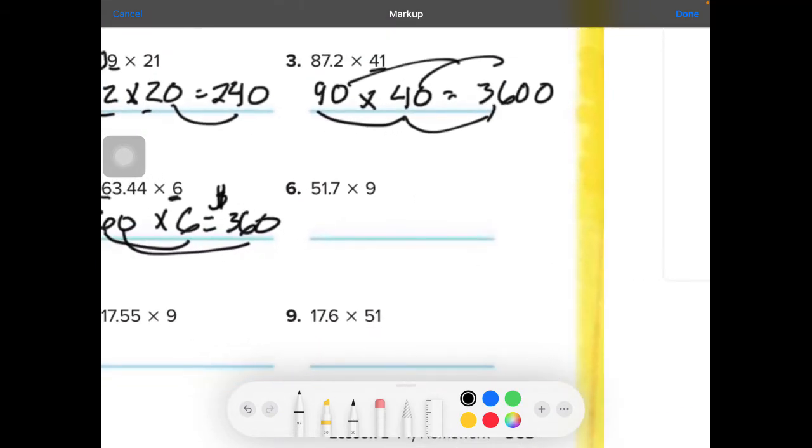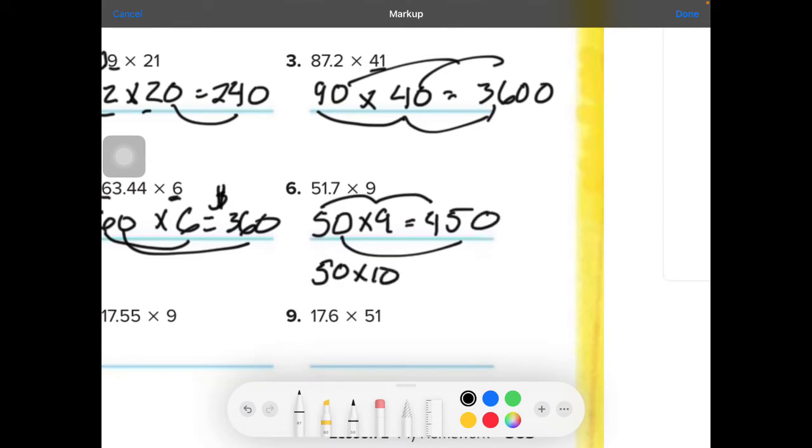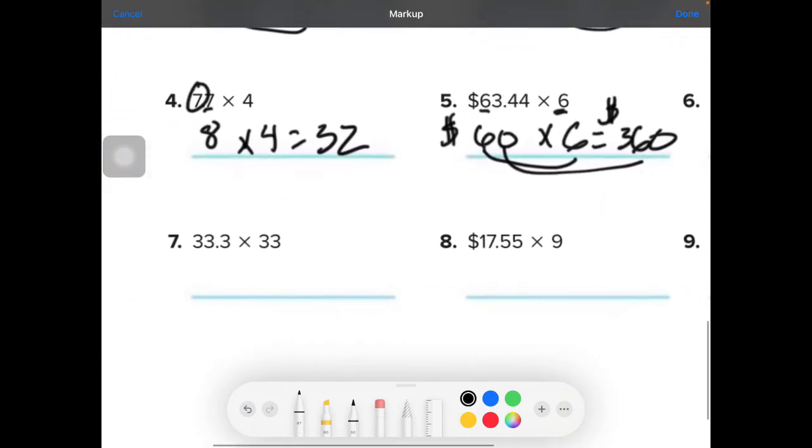$360. Number 6. We have 51.7 times 9. There are a couple of different ways you can do this. Let's round 51 to 50 and times it by 9, because I know 5 times 9 is 45. Bring over the 0. You could also do 50 times 10, and that would equal 500. Whatever is more comfortable for you, if you like your 9s or your 10s better.